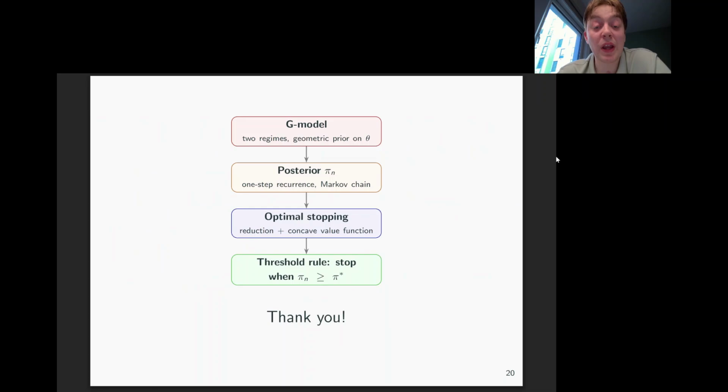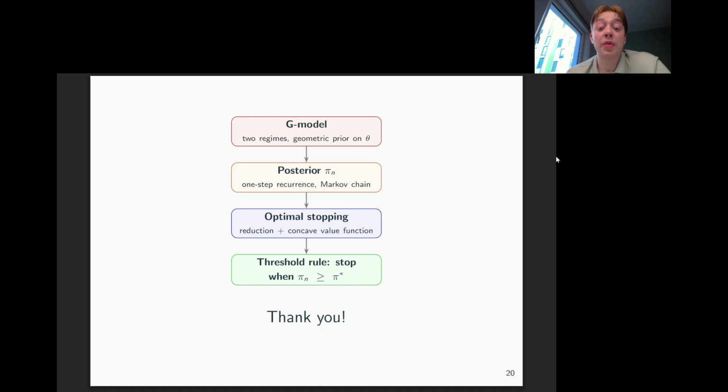So just to recap on what we covered today, and what's covered in the project, we first looked at the disorder model, or Bayesian model, as it's called in the paper, in which we looked at 2 regimes and a geometric prior on the disorder time theta. We talked about the natural thing to track, which was pi n, the posterior probability that the disorder has already occurred. We looked at the fact that it turns out to be a Markov chain, and we also derived the 1-step recurrence. We looked at some optimal stopping theory, as well as the reduction theorem, and we used the fact that the value function was concave to derive some facts.